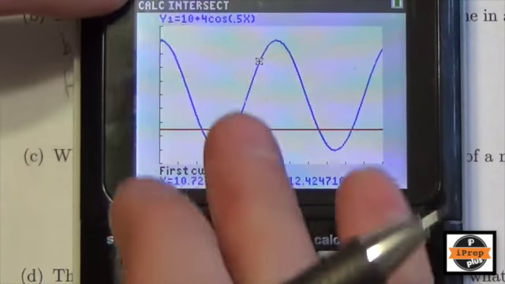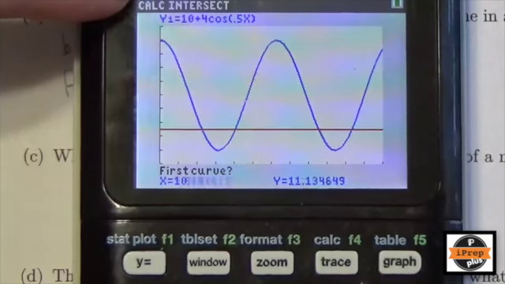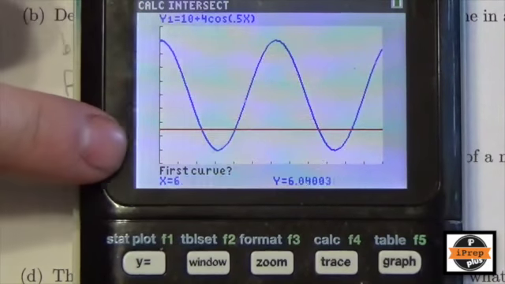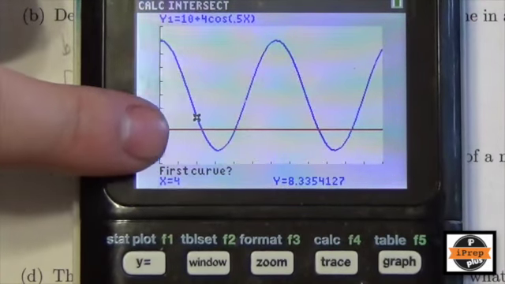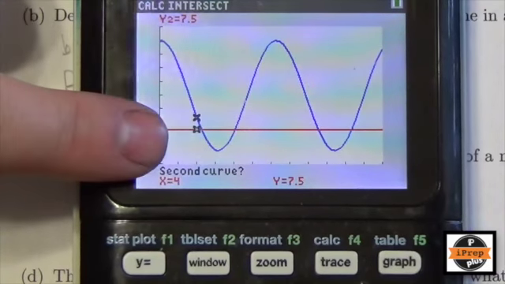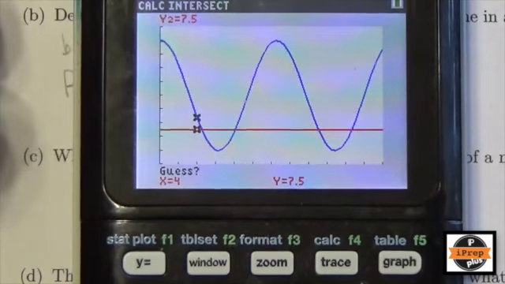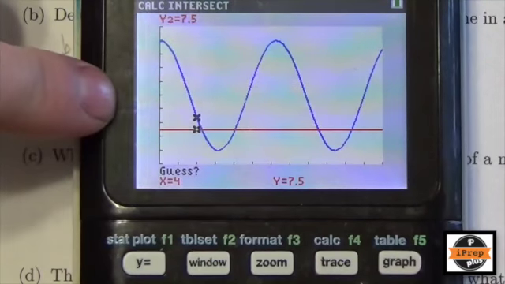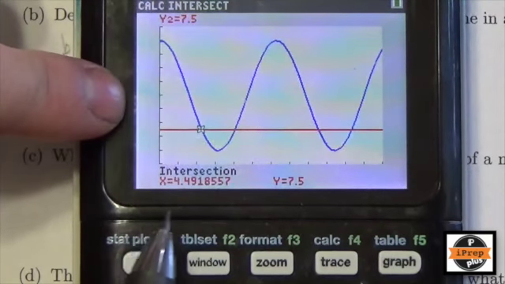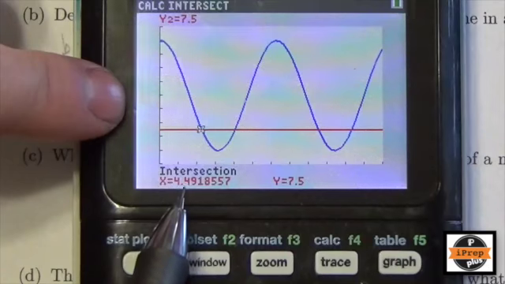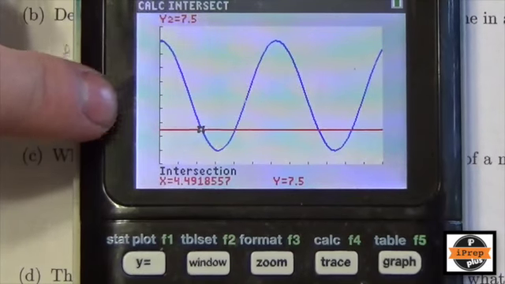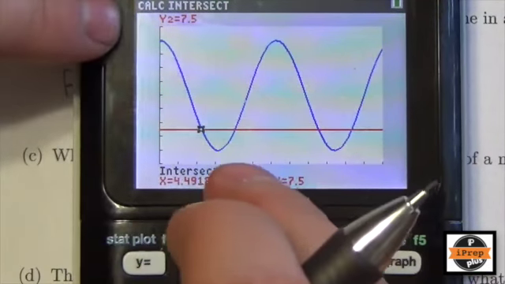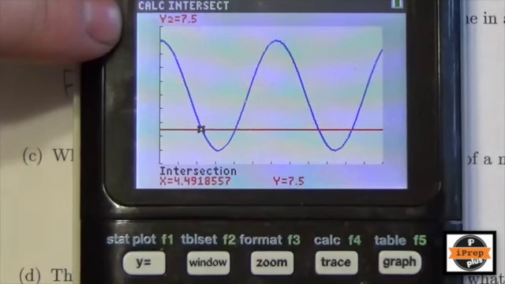But now the cursor typically starts as close as it can to the middle of the screen on the first function, but I'll move that close to this point of intersection right here. It doesn't need to be right on it, just needs to be close to it. Press enter again to get past the guess, and boom. And so the time is 4.49 and so on. But remember, that's not a good answer.